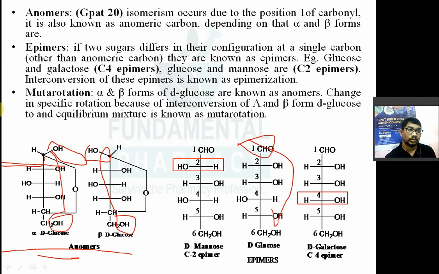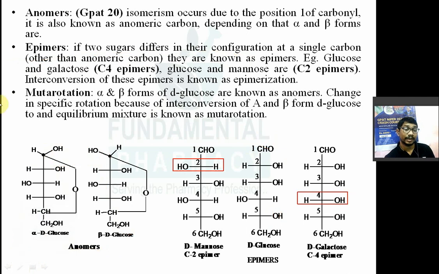Okay, that is anomerism. Now the next term is epimers. Epimers means two sugars that differ in the configuration at a single carbon atom other than the anomeric carbon atom. Now see what the difference is between epimers and anomers. Questions have been asked on epimers and anomers. So what do you mean by epimers? When two sugars differ in the configuration at a single carbon atom other than the anomeric carbon atom. The anomeric carbon is the first one, so if there is an arrangement difference at any other carbon, they are called epimers.